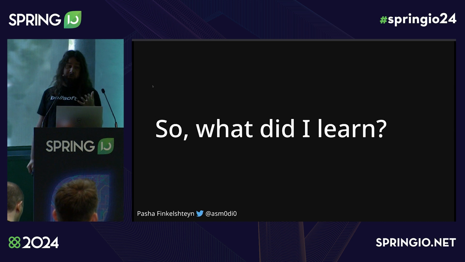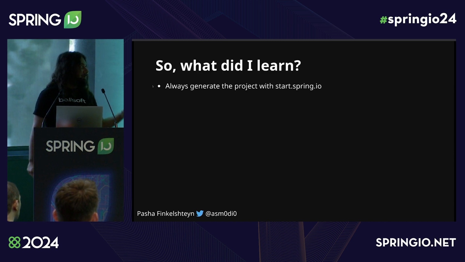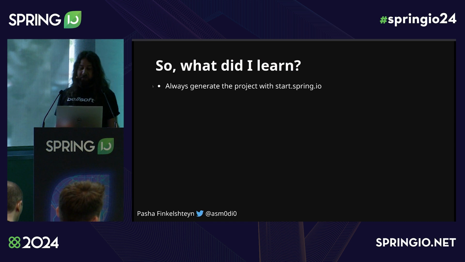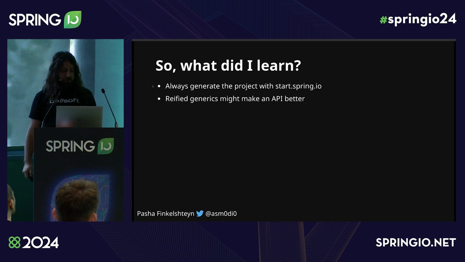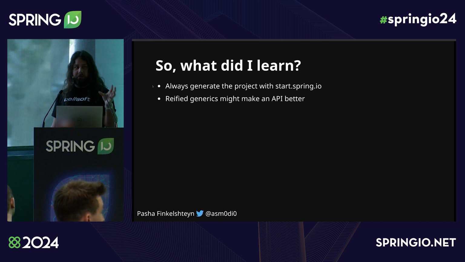So what did I learn? And probably you learned something with me today. First of all, always generate the project with start.spring.io. Well, it's a joke. If you have your own template, that's fine. But reified generics might make an API better. It's the thing you can use in your own code when you use any third-party libraries.